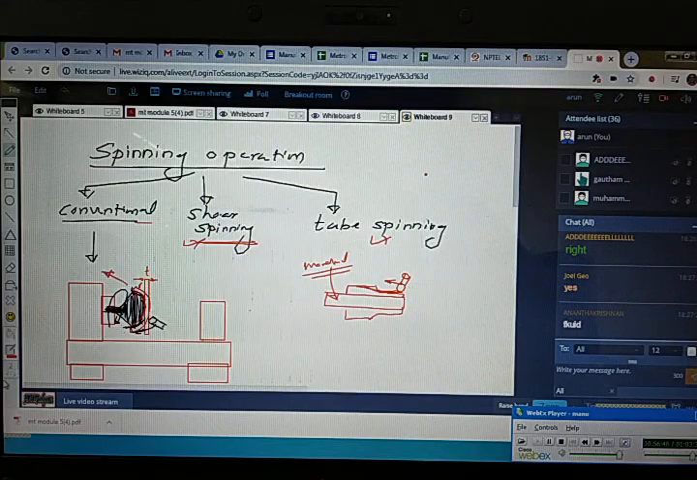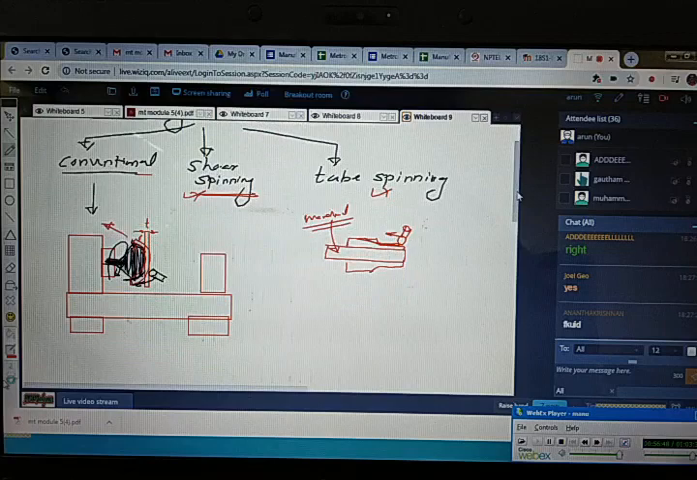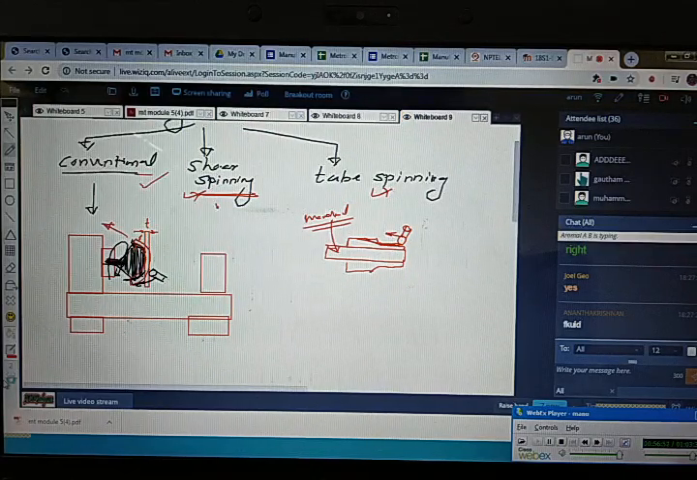And the next one is spinning. Three types of spinning processes are there: conventional spinning, shear spinning, and tube spinning. In the case of conventional spinning, we are using a die which is kept inside the lathe. And then the main difference between conventional and shear is what? In the case of conventional, the thickness T will remain constant.